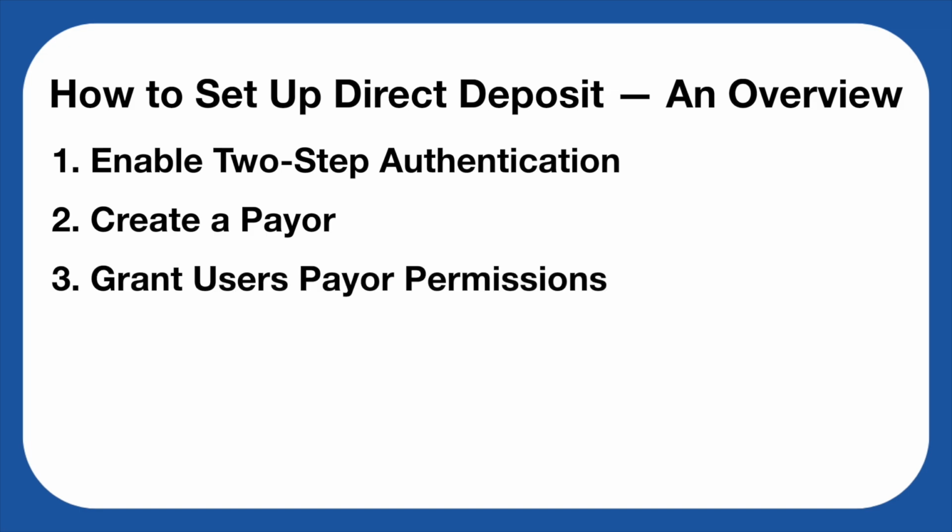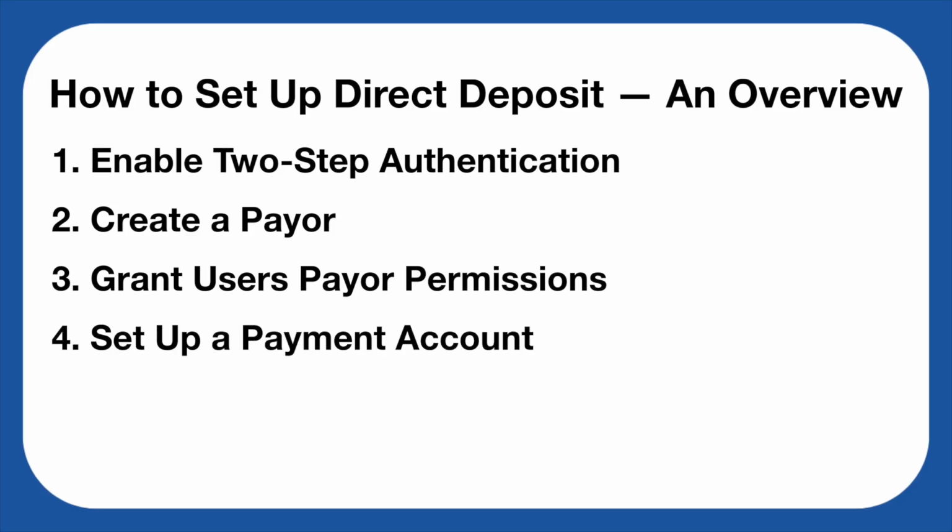If the person who created the payer is also the person who will be setting up the details of that payer and enabling direct deposit, then this step can be skipped at least initially. Fourth is how to set up a payment account within your payer. This is where you'll provide identity and business information so that payments can be processed. This step can take several days, so we do recommend starting it well before you need to send your first payment. Fifth is how to add a bank account to your payer.